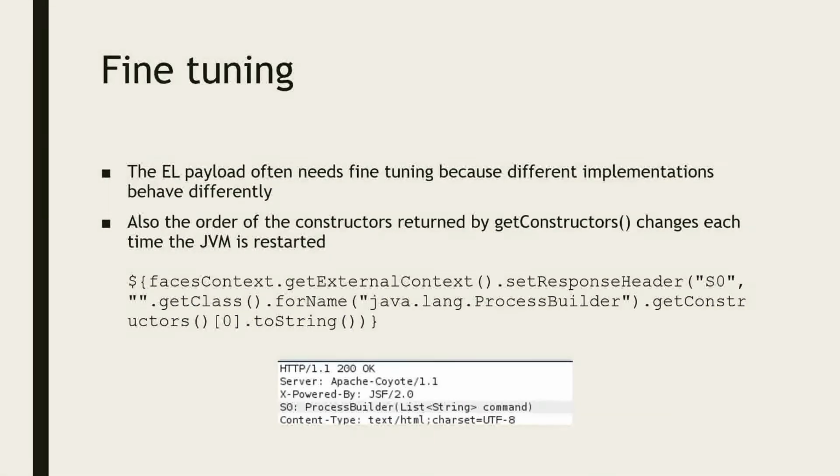So we do the same trick. We start with a literal, we get the class, we transform it to ProcessBuilder, then we get constructor 0 just to try, and then we do toString. So the name of the constructor will be the value of the HTTP header S0. And you see the result in the image below. And that way we learn that on index 0 we have the constructor taking a list of strings. And that's the one we didn't want. We want the constructor that takes the string array. And therefore we could find out that we needed to use index 1.